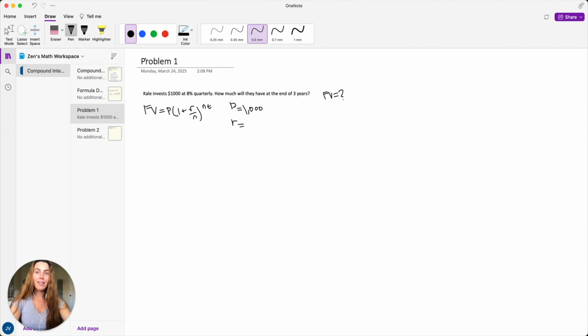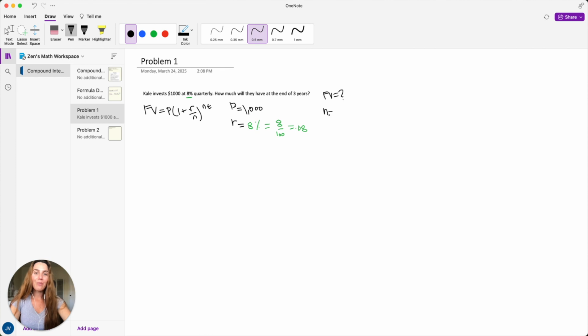My R, again, is a little bit tricky. So it says 8%. Now I can't just plug 8 into this R or I'll get the problem wrong. What it's actually asking for is it in decimal places. So I'm going to say 8 divided by 100 to get that decimal place, which is 0.08. All right, now I won't get the problem wrong because I converted into a decimal place.